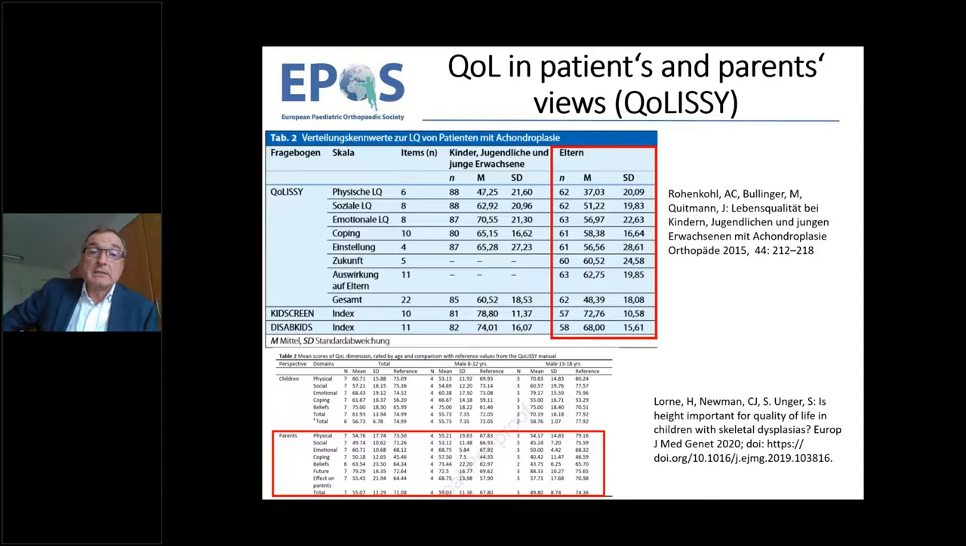So when we decide on lengthening a patient, we can ask the question: who are we really lengthening? Are we lengthening the bones of the child just to make the parents happy?